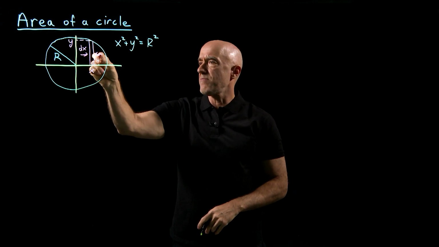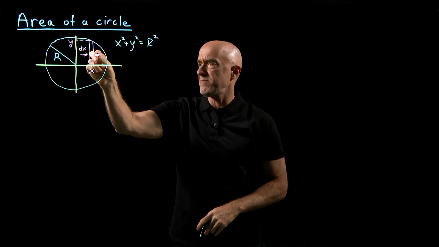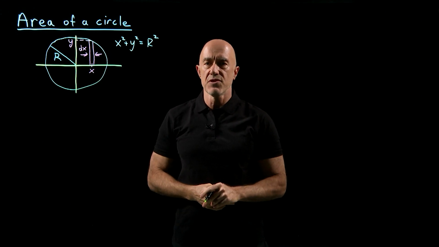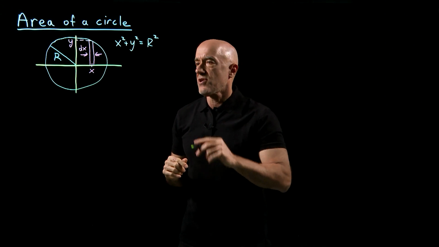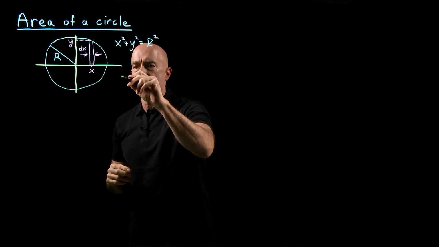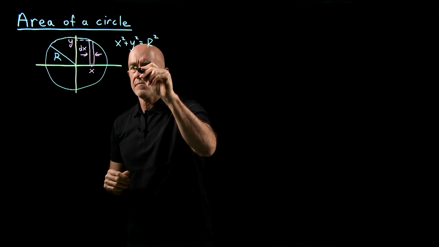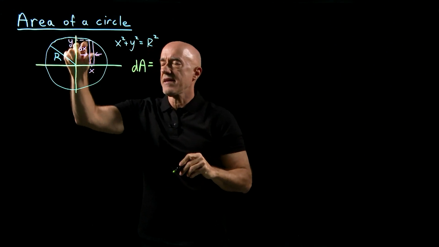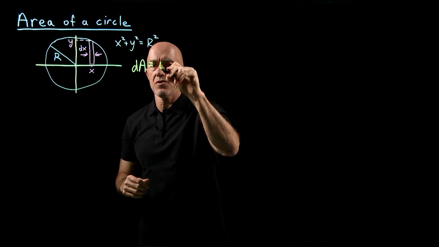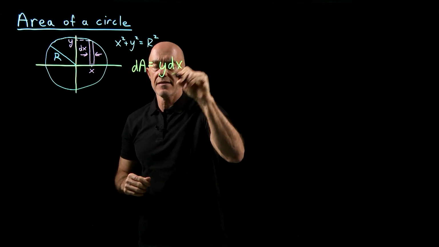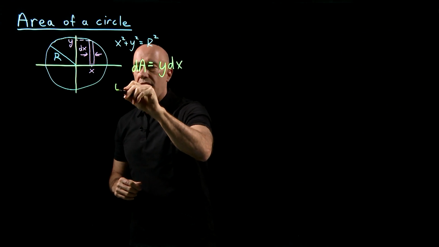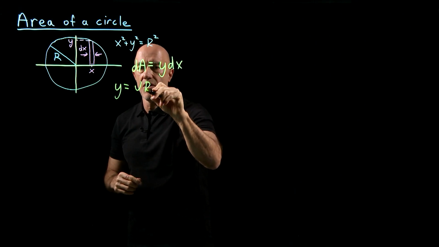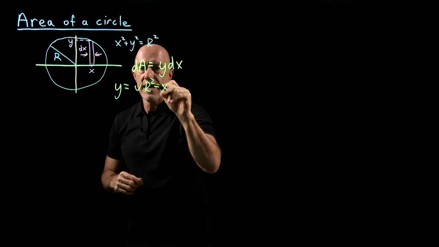So we're going to sum over all of these infinitesimal rectangles in the first quadrant and then multiply the result by 4. So our infinitesimal area dA is the height times the width of the rectangle, so it's y dx. And our y here in the first quadrant is going to be the square root of r squared minus x squared.